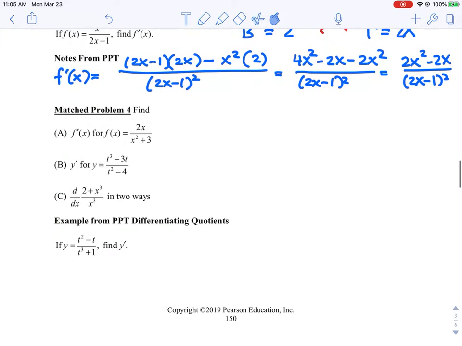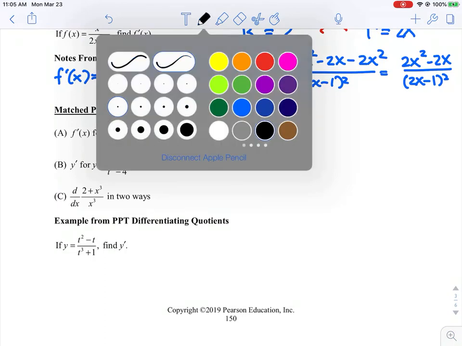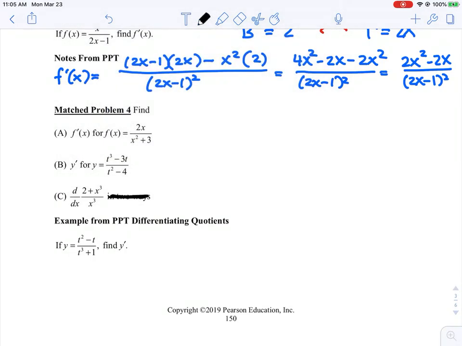You have some matched problems there to try. I do want you to ignore doing the last one in 2 ways. Just use the quotient rule. I will be posting the answers after you answer a question or two.